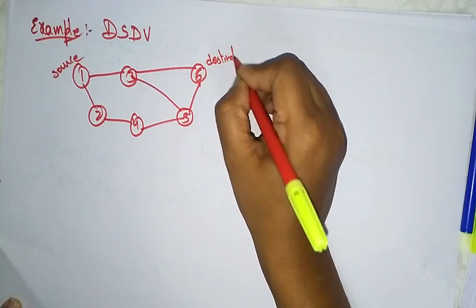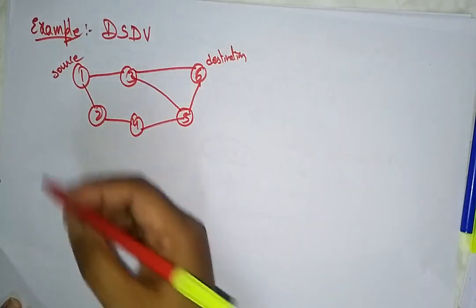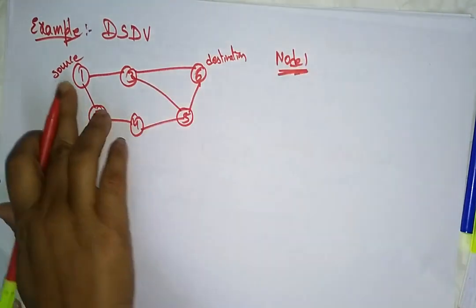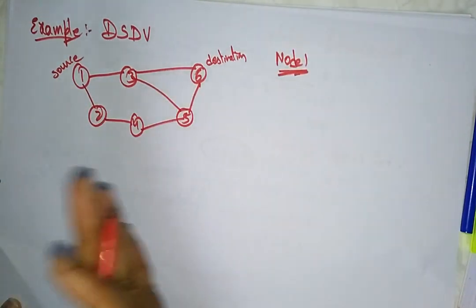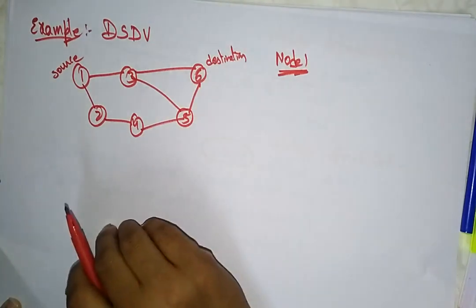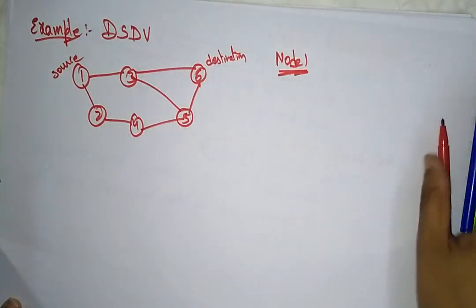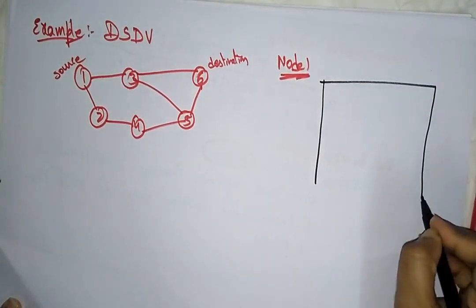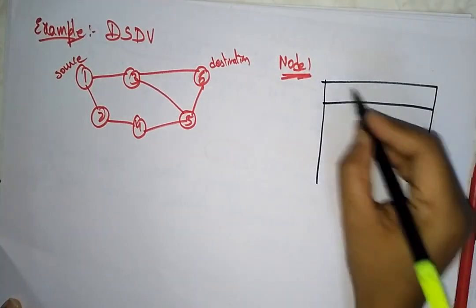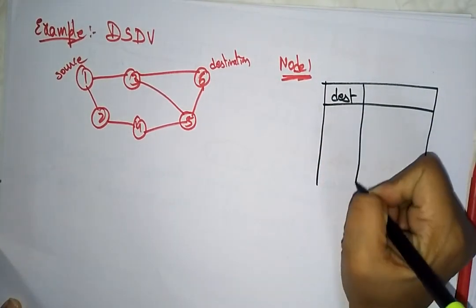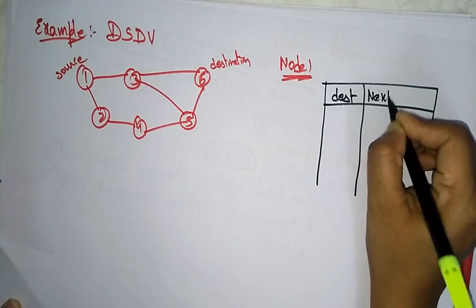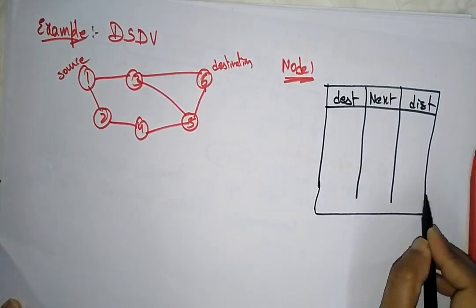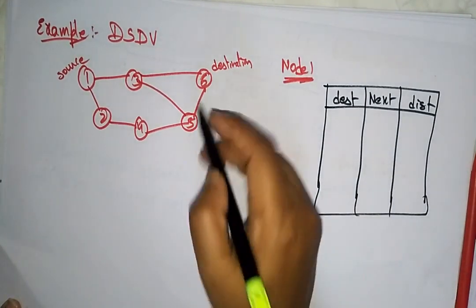So for each and every node, it has to be calculated. Let's consider node 1. From node 1 you are traveling, and you have to reach the destination 6. So how are you going to take the path? Let's see the DSDV. It consists of the destination, the next node, and the distance you also calculated.